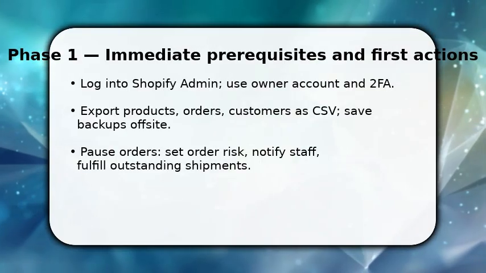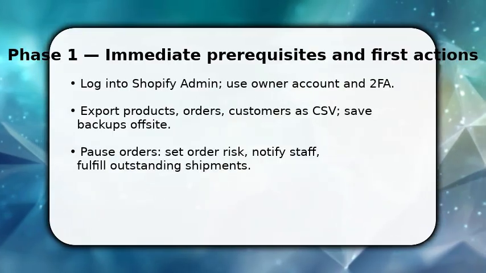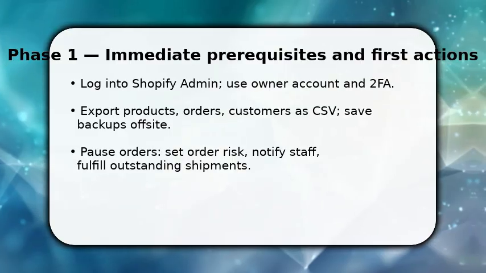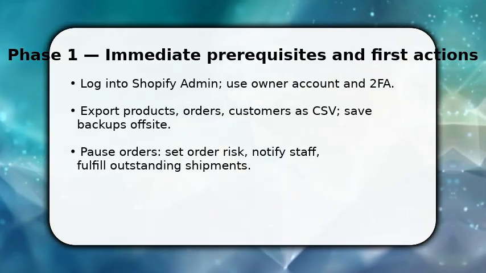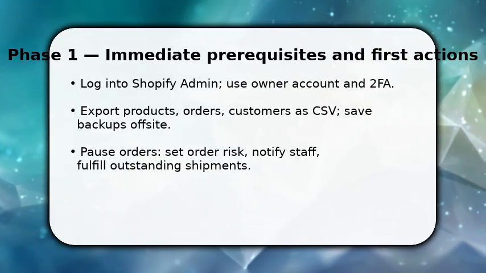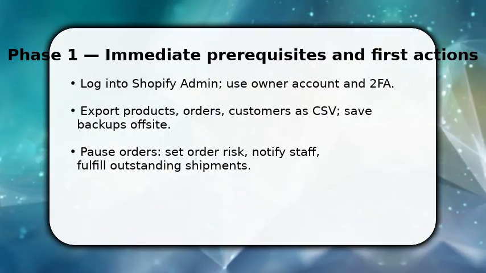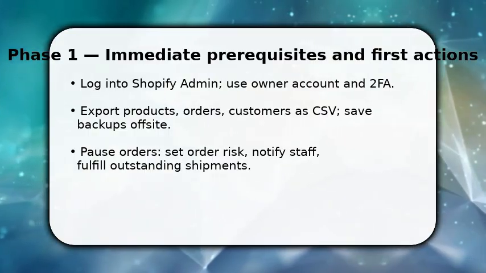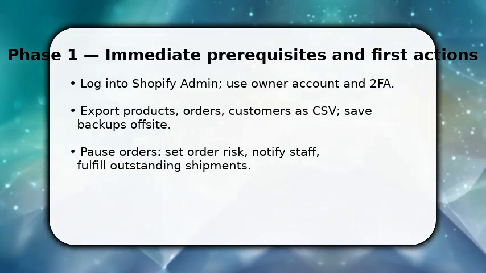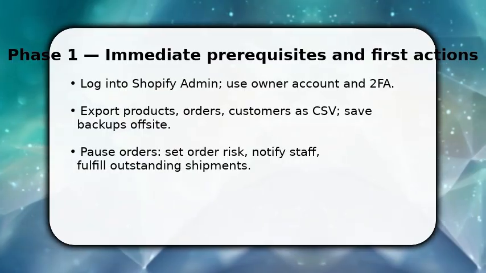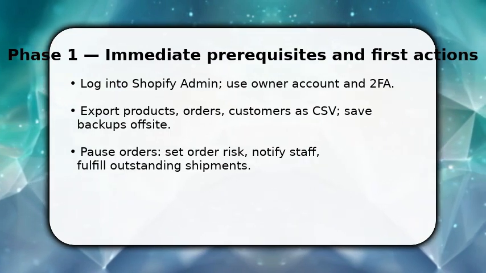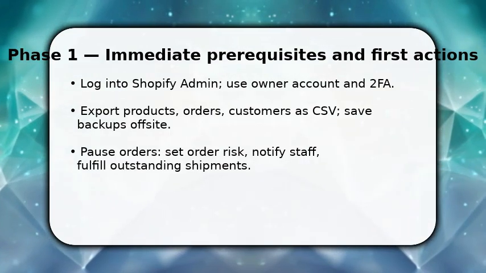You begin by securing access and preserving data. Log into the owner account, confirm 2FA, then export products, orders, and customers as CSV files so nothing is lost. While those exports run, notify staff and block new checkouts by setting inventory to 0 or marking products as unavailable. Make sure open orders are identified. You will fulfill or refund them next. Once done, remove any sensitive API keys and rotate passwords to protect accounts during the shutdown.